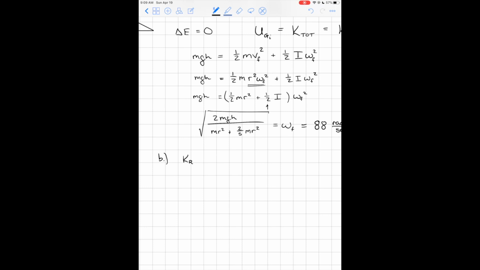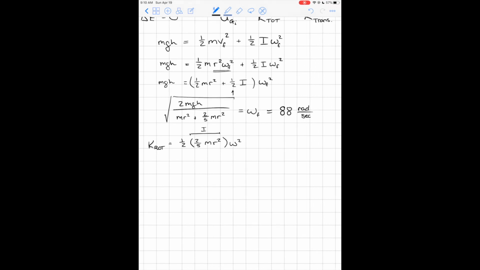So K rotational is equal to 1/2 times that 2 over 5 mr squared times my omega squared. Right, this is our I of a sphere. And if I use the 88 radians per second, that's what we'll put in. We'll hold off on that for just a second. I have a feeling that this is going to turn out quite nicely, but the 2 and the 2 are going to cancel, so I'm left with 1 over 5 mr squared omega squared.